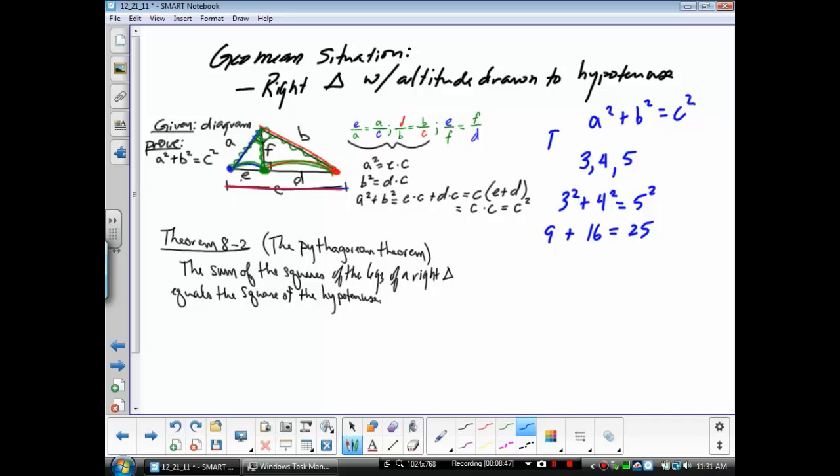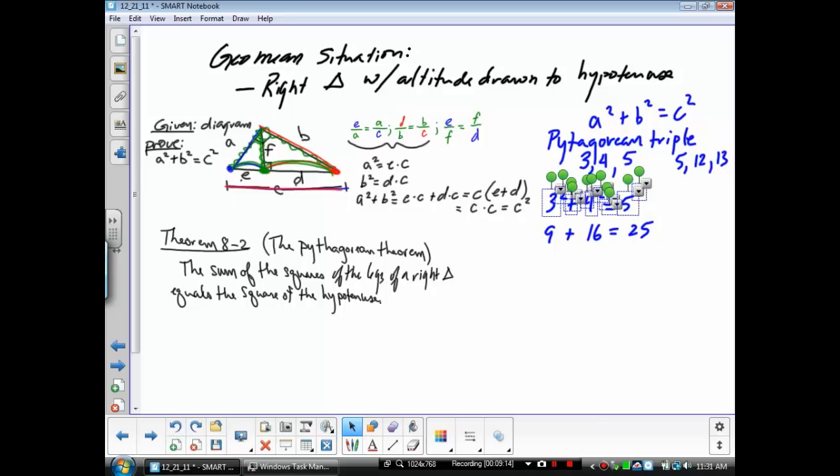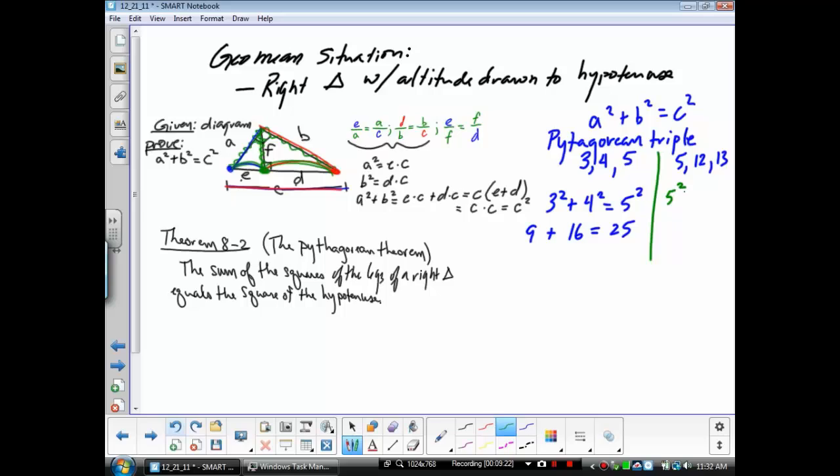Anytime you have a Pythagorean triple, then you have side lengths of a right triangle. So another common right triangle side lengths are going to be 5, 12, and 13. That also works. So if we take 5 squared plus 12 squared, we will get 13 squared. Those are just two examples of Pythagorean triples.